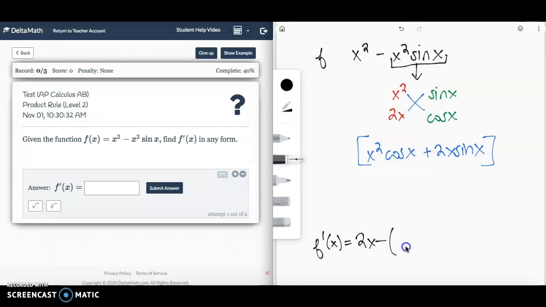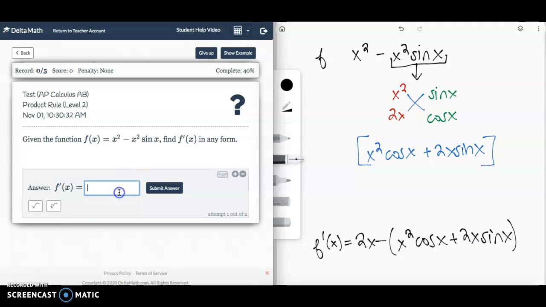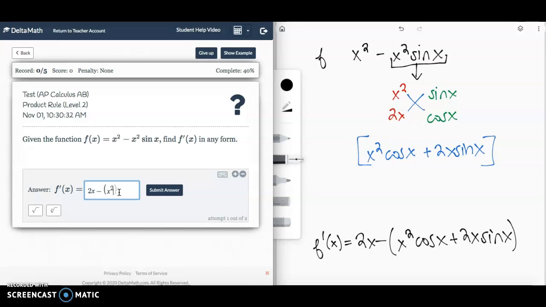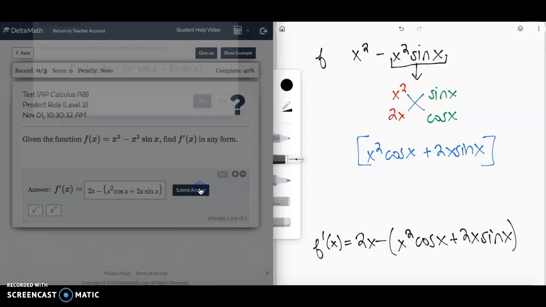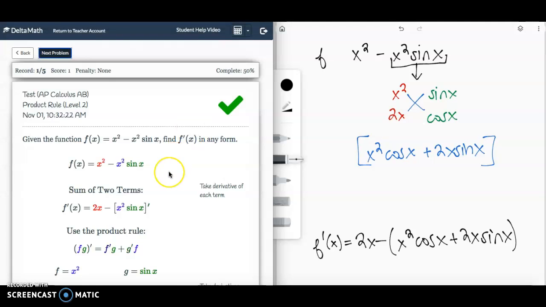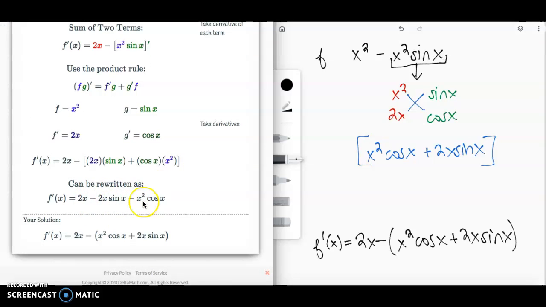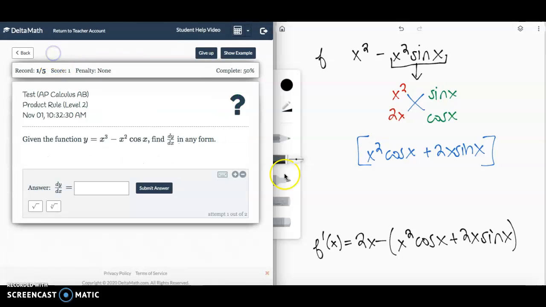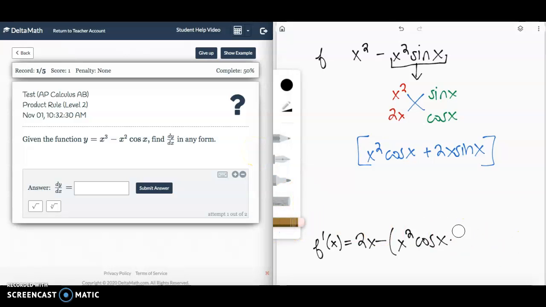So let's go ahead and we can just put it in parentheses, and then we'll see if DeltaMath will actually accept that as our answer. It does say in any form, but it's been finicky in the past. So let's do 2x minus x squared cosine x plus 2x sine x. Yep, it's good to go. So they distributed it, which obviously you can do if you want, but why mess up the simplification if you got the calculus right?